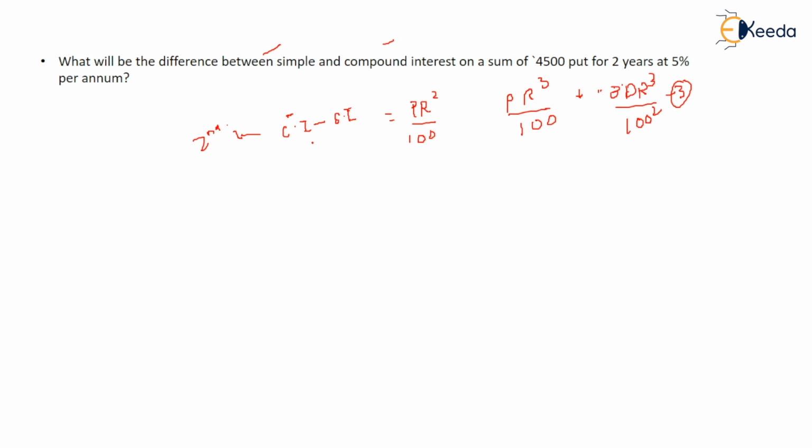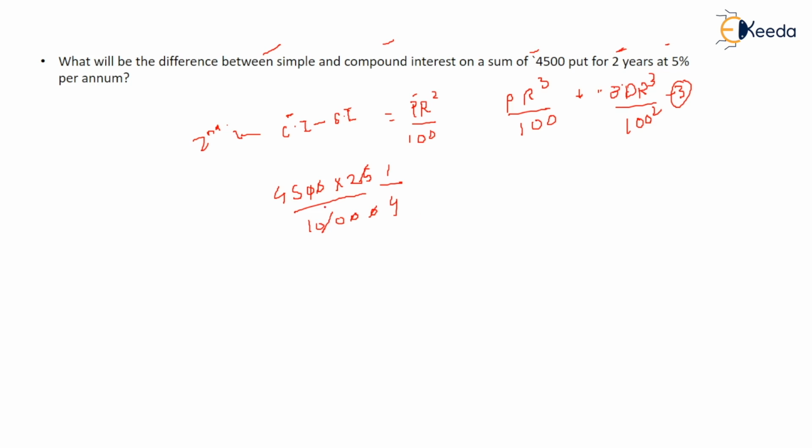So for the difference between simple interest and compound interest, the principal is given to you, 4,500. The rate is given to you, 5% per annum. You can simply calculate 4,500 into 5 square. So 5 into 5 is what? 5 into 5 comes out to be 25, right? On 100 square. 100 square means 10,000, and doing this comes out to be 1 by 4.